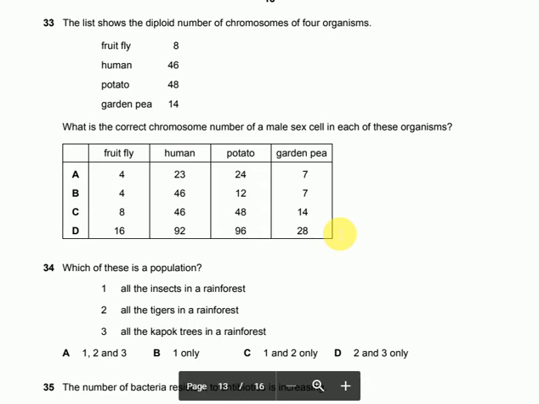Half the number of chromosomes. So 4, 23, 24, 7. It's B.